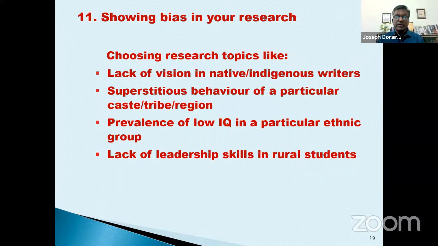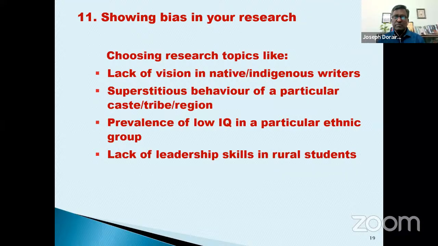He has already made up his mind that the Dalit writers do not have a vision, that the tribal writers do not have a vision, that the native writers do not have depth, the indigenous writers do not have a comprehensive perspective of life. So the topic is biased and the researcher is biased. I'll give you another example. You are a student of anthropology and you're doing research in cultural anthropology, and you want to study the superstitious behavior of a particular tribe or a particular region.